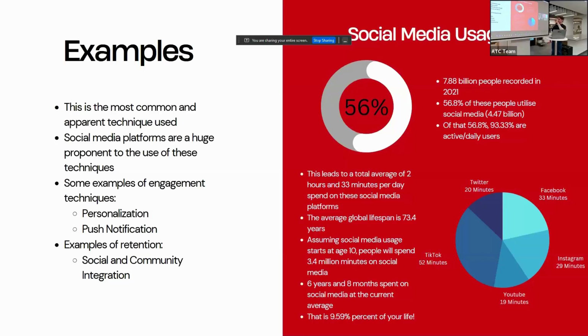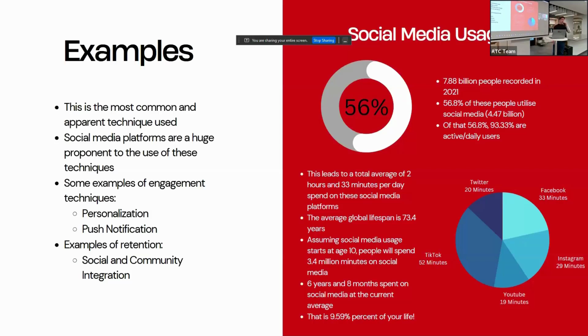Now, if we were to take the top 5 most popular social media platforms and look at the average time spent on each, you can see that Twitter has around 20 minutes, Facebook 33, Instagram 29, YouTube 19, and TikTok with a massive 52 minutes average time spent per day. Now, if we were to add this all up, that gets to about 2.5 hours of social media usage per day on average, just with these 5 different social media platforms.